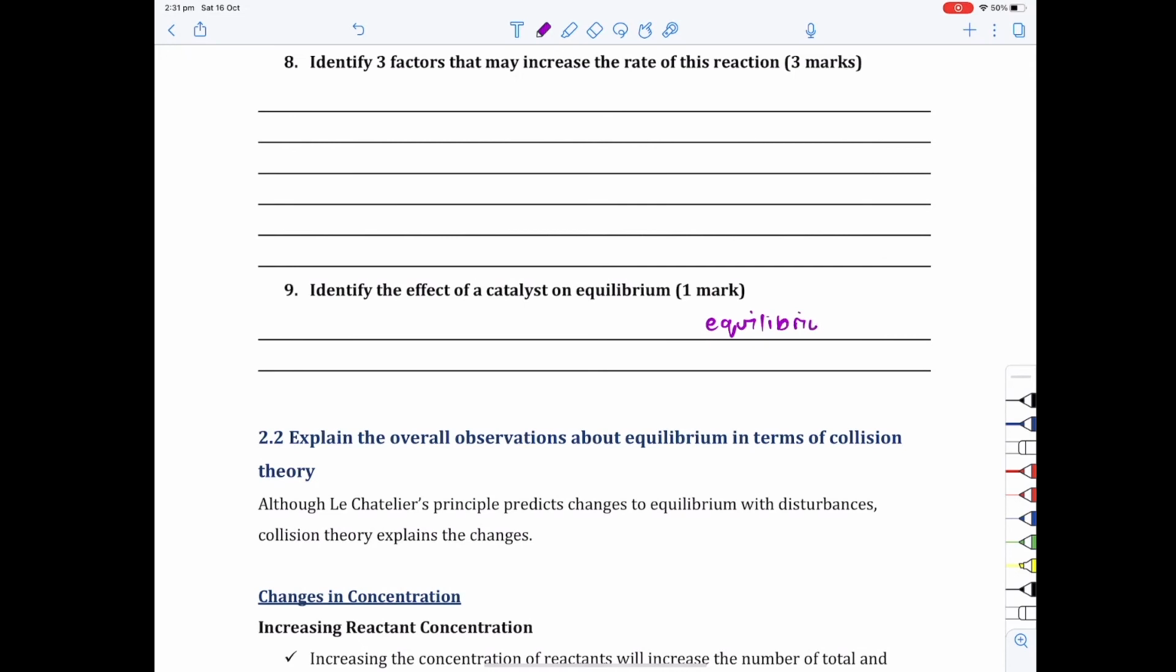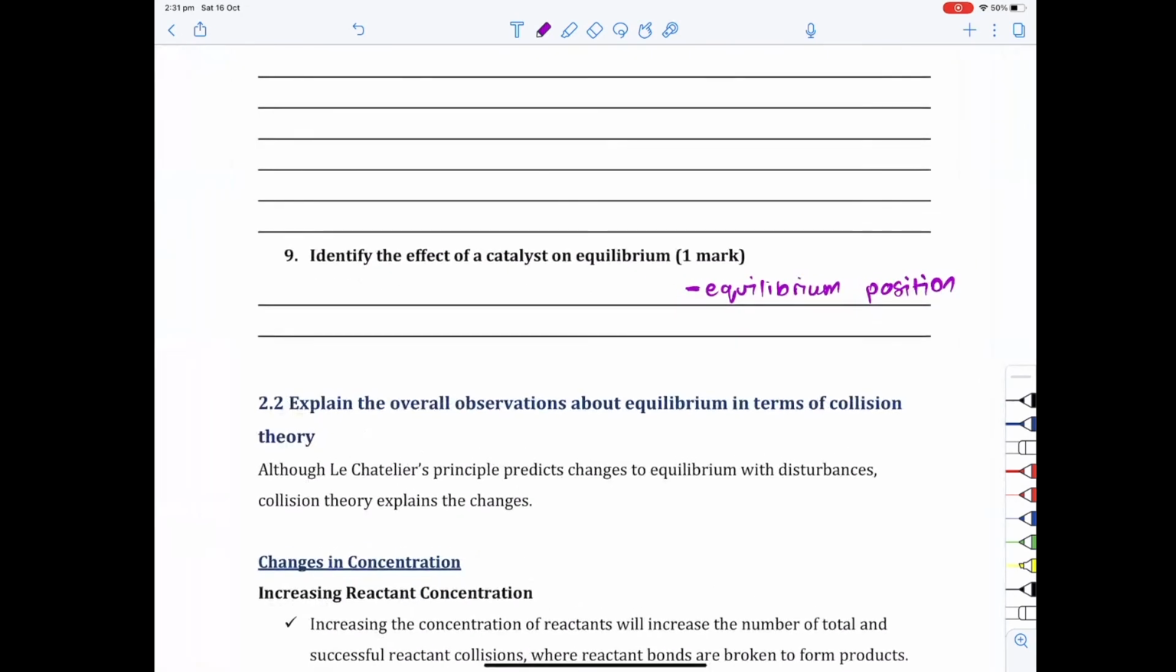Does anyone know what this term means, equilibrium position? I will posit this question mainly to Mithilesh, Rabab, and Pranav as you've gone a little bit further in the module. So what does equilibrium position mean to you?